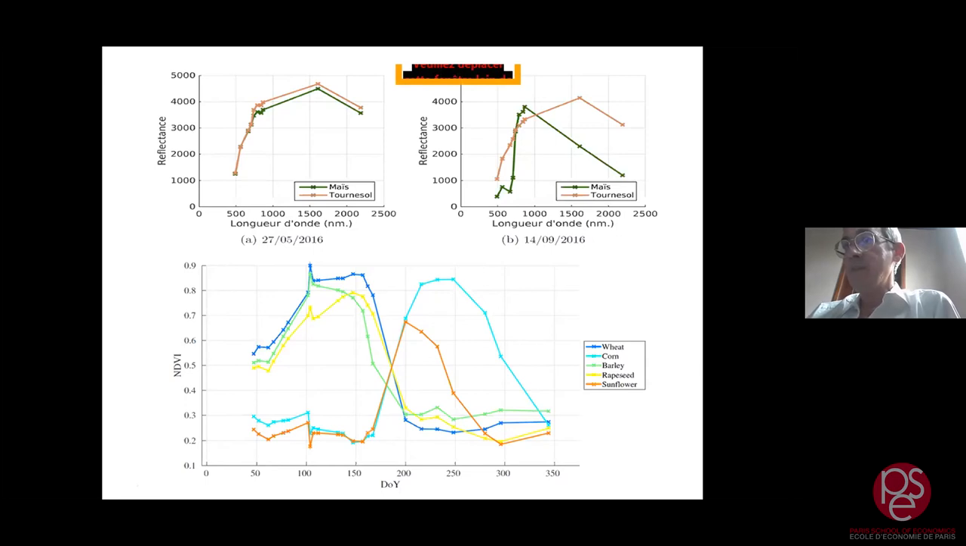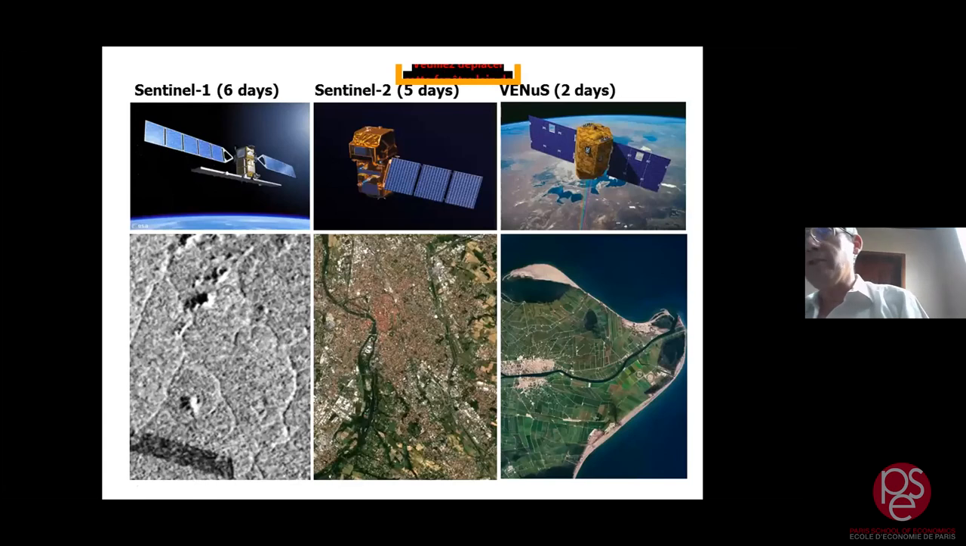But for this, I must access high temporal resolution. And I wanted to mention a few satellites that have been specifically designed to provide a high temporal resolution. For instance, Sentinel-1 is 12 days, but I have two satellites on the same orbit so that they share the period, and it's possible to have one information every 6 days. Sentinel-2, which is optical, one information every 5 days, and Venus, which is a Franco-Israeli satellite, every 2 days.